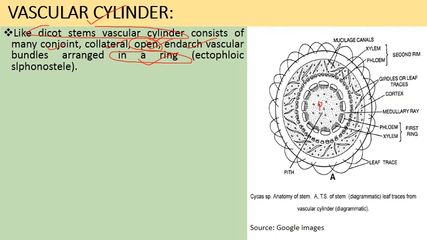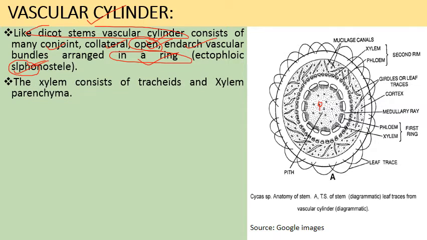And this stele is ectophloic siphonostele. Ecto means outer, phloic means phloem. Phloem is towards the outer side, xylem is towards the inner side. Siphonostele means having a pith or cavity in the center of the vascular bundle.